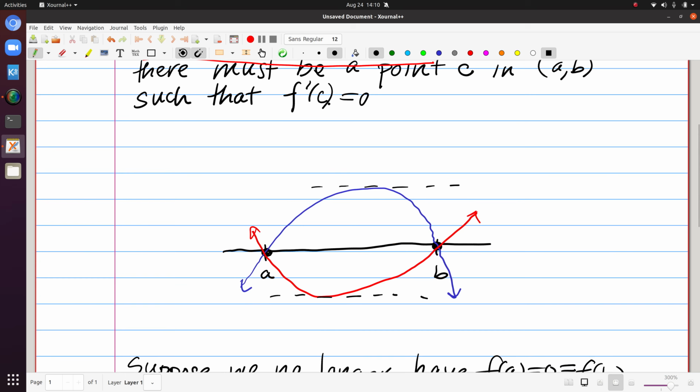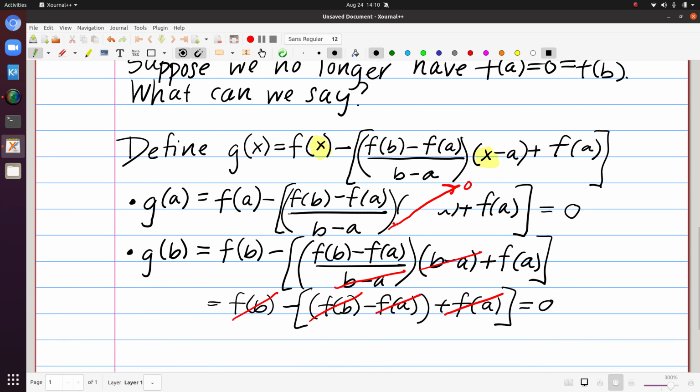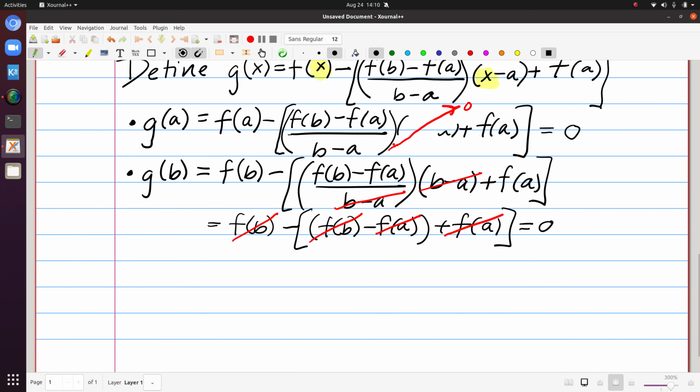So if we come back to Rolle's theorem, maybe we can apply Rolle's theorem to g of x. The only other thing we need to ensure is that g is differentiable. And so if we assume, which I said we will in the beginning, that f is differentiable, notice that g is as well.